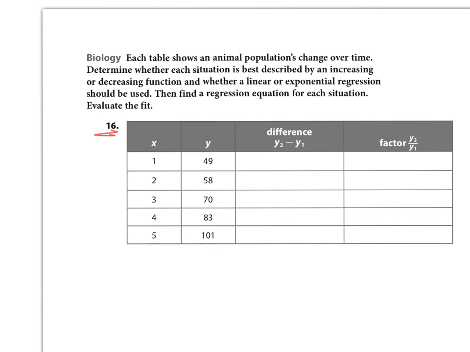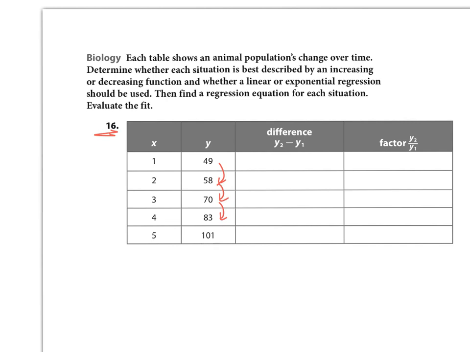Okay, our next problem, problem 16. Each table shows an animal population's change over time. Determine whether each situation is best described by an increasing or decreasing function, and whether a linear or exponential regression should be used. Then find a regression equation for each situation and evaluate the fit. This says find the difference. In other words, look at what's happening from here to here, and the way you do that is you subtract.